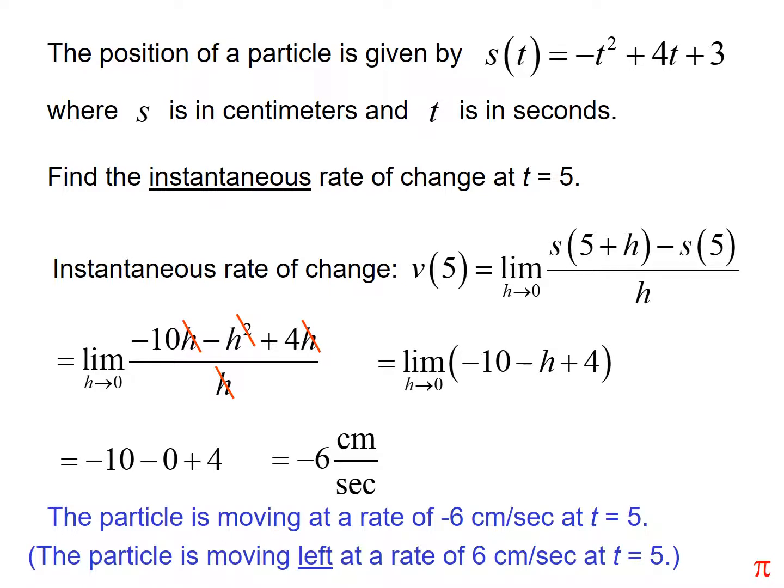And notice that since the rate of change is negative, that implies that it's moving to the left if our motion is left and right. If the motion was up and down, that would imply that it's moving down.